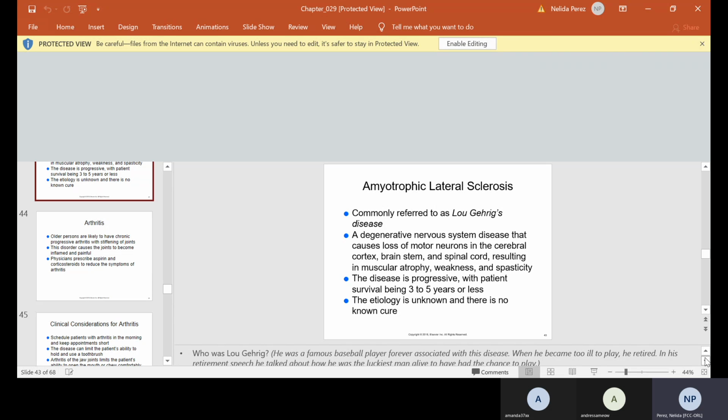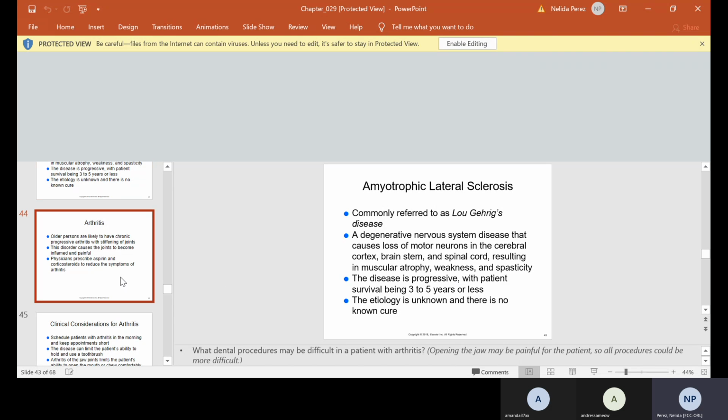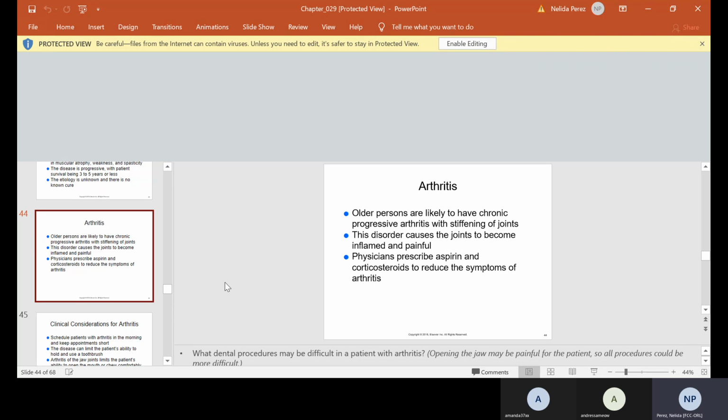Lou Gehrig, if you don't know why this disease was named after him, he was a famous baseball player. And when he became too ill to play, he retired. In his retirement speech, he talked about how he was the luckiest man alive to have had the chance to play. And so the disease was named after him because they didn't even know about it. Since he was famous, the disease kind of became open and famous along with him.